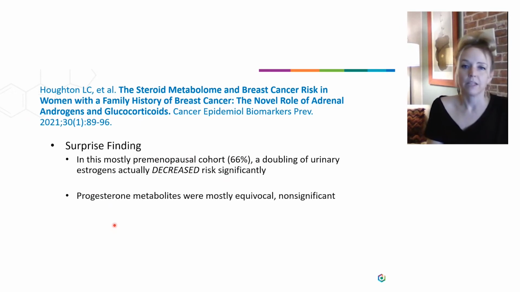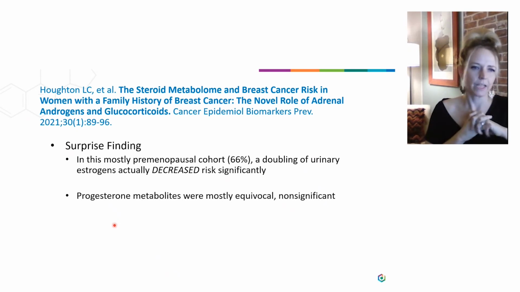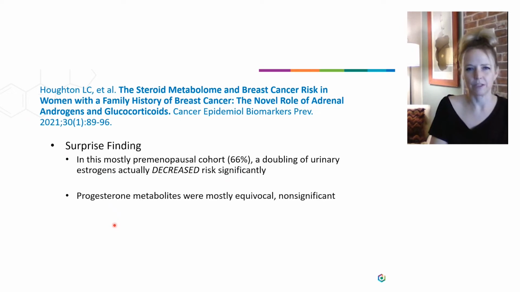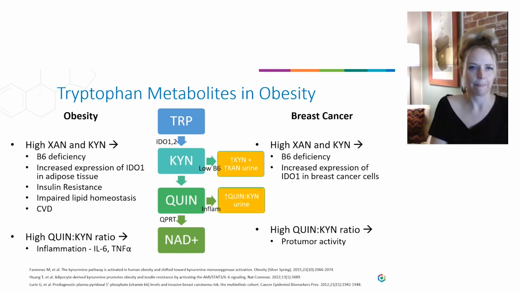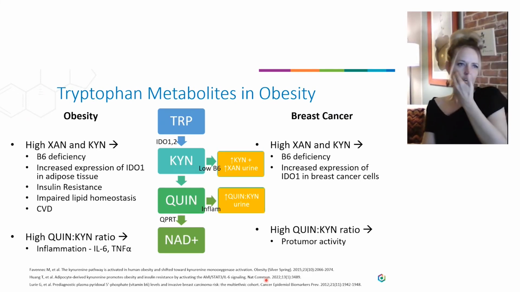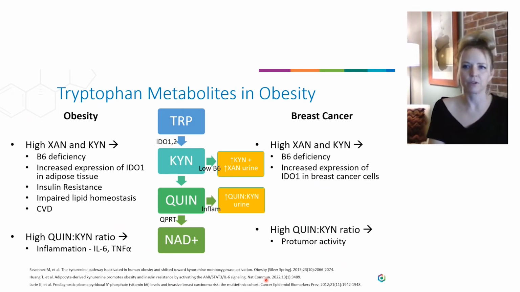Progesterone metabolites were basically equivocal, a kind of non-significant increase in breast cancer risk when they're doubling, but it did not reach significance. So it's not really telling the story. Beyond sex hormones, there are oxidative stress markers and organic acids to think about too. And I just wanted to talk about the tryptophan metabolism for a minute.